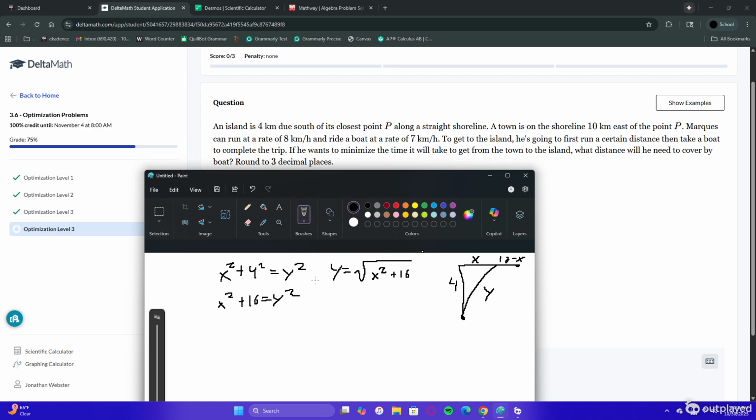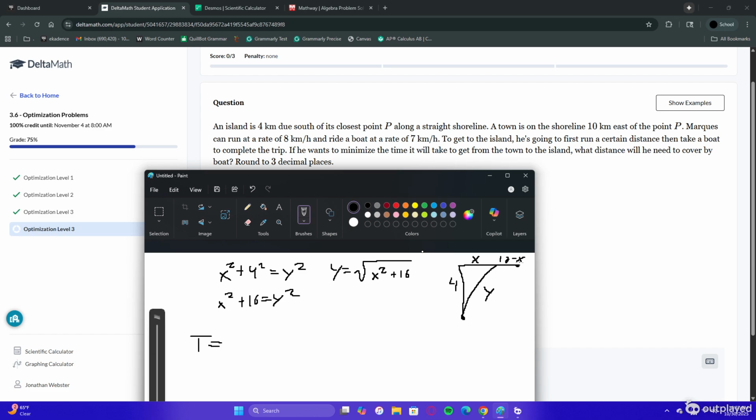So now we can look at the speeds, and remember that time is equal to distance over speed, and we have two distances here. We have 10 minus x, which is the distance that he's running at 8 kilometers per hour, and we have a distance right here, y, which he is riding a boat at 7 kilometers per hour. So if time is distance over speed, that means we have to take the times of both of these intervals, which means that time would be equal to distance over speed here and distance over speed here.